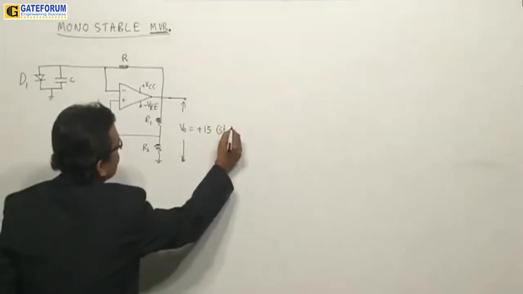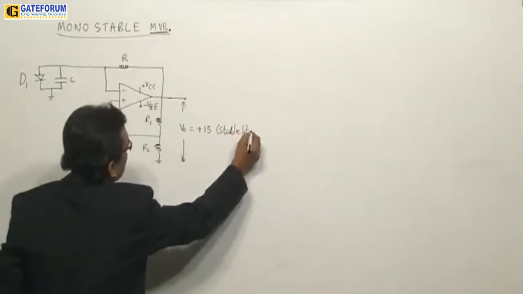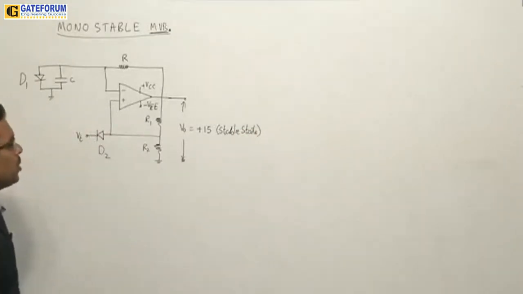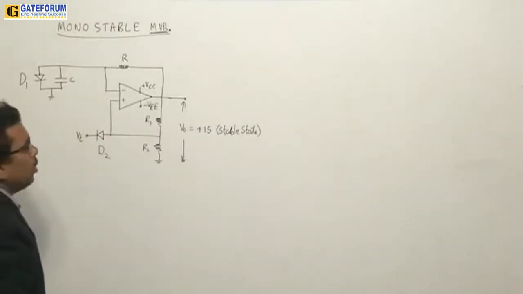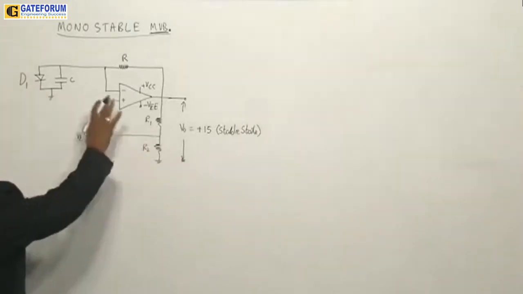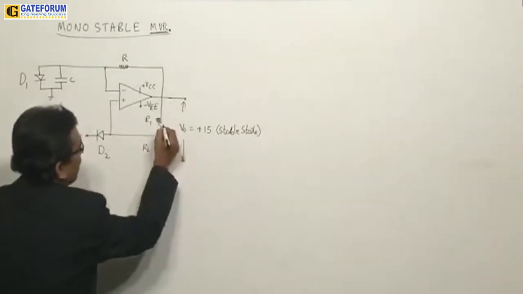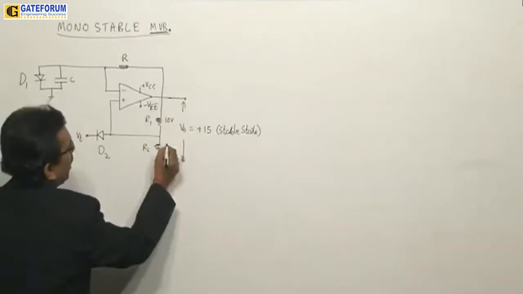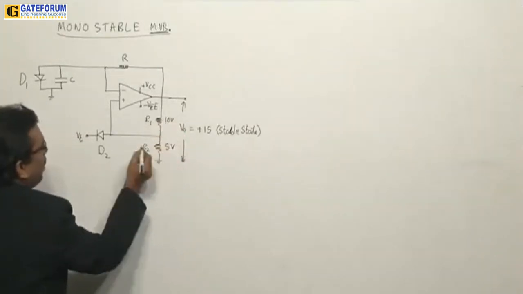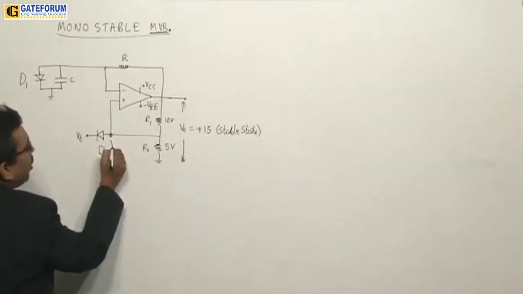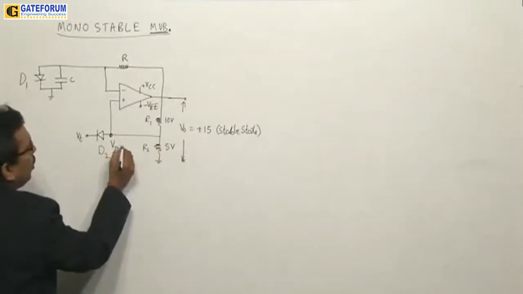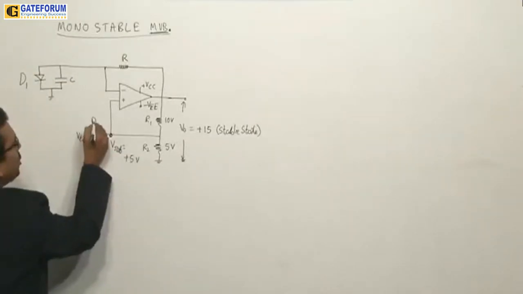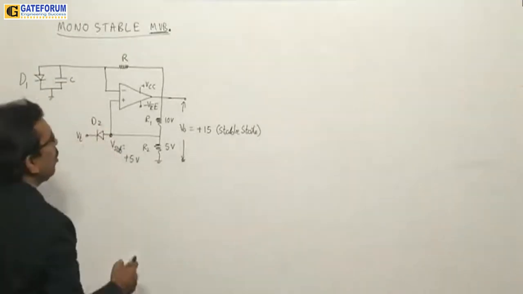Now you can understand this as the stable state. Once the circuit is in stable state, there is no change here. Set the values of the resistors such that I have 10 volts here and 5 volts here. Now at this reference point, V reference will be equal to plus 5 volts.